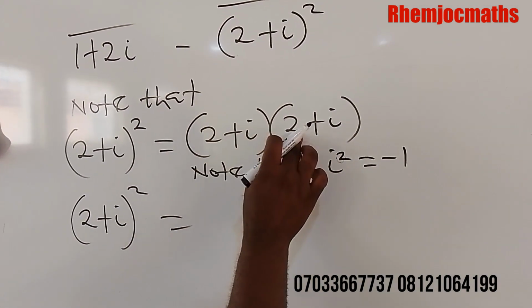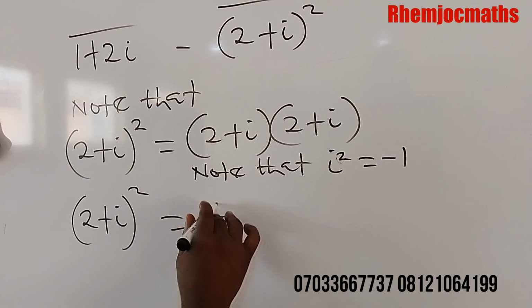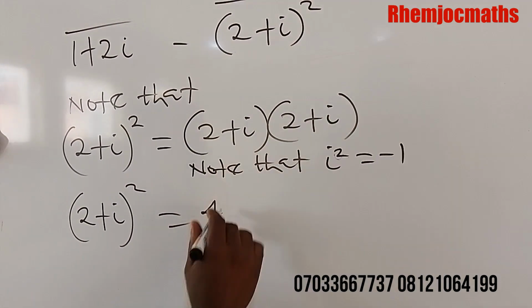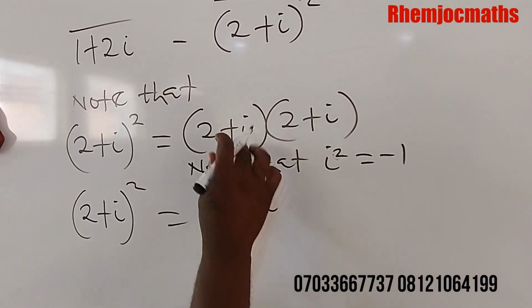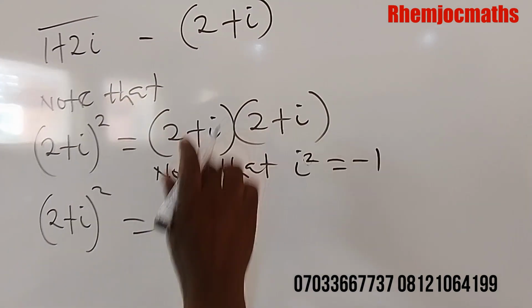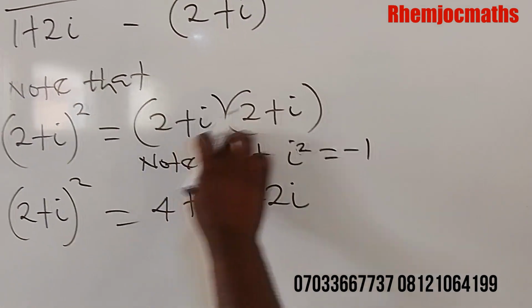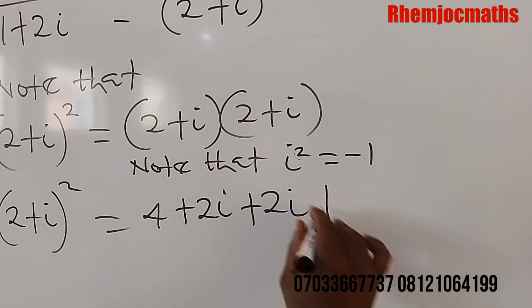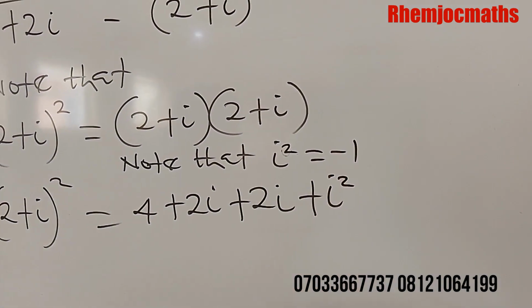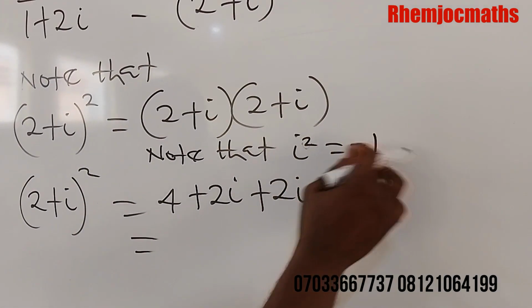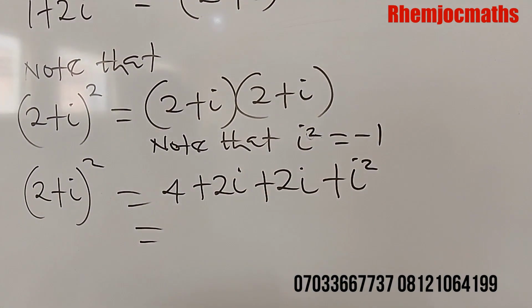Use this 2 to multiply this 2. It will give us what? 4. 2 times 2 is 4. Use this 2 to multiply i. It will give us plus 2i. Use this i to multiply 2. It will give us plus 2i. Then use this i to multiply i. It will give us plus i squared, true or false? And I told you that i squared is always minus 1 as long as it is a complex number.